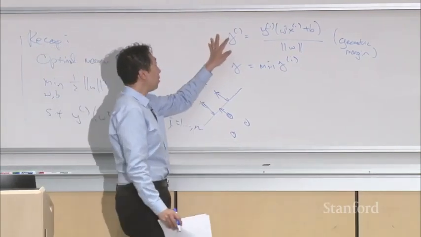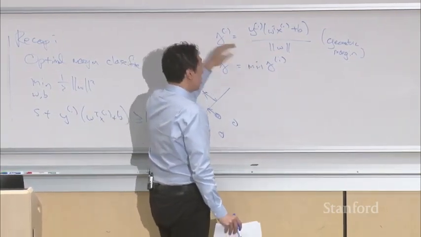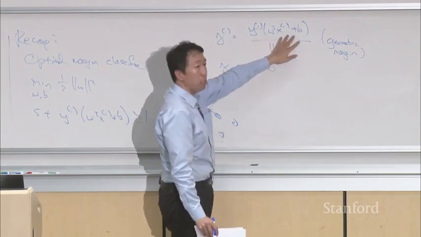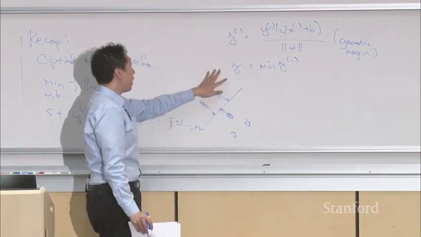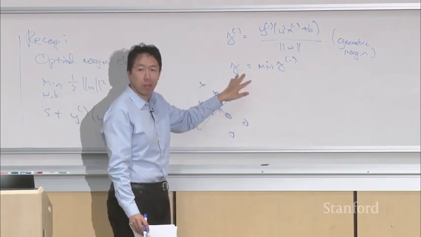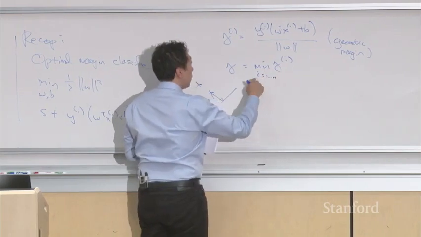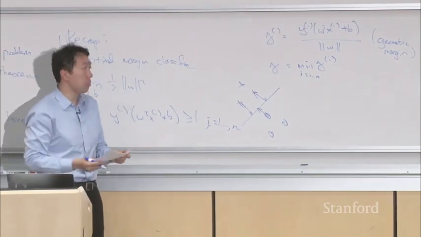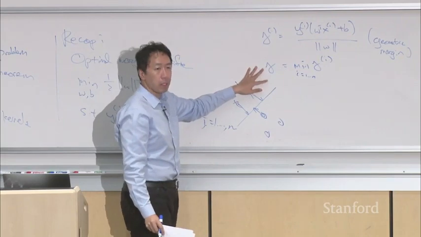And so gamma i, this is sort of geometry, derivation in the lecture notes, is the formula for computing the distance from the example (x_i, y_i) to the decision boundary governed by the parameters w and b. And gamma is the worst case geometric margin, right? Of all of your m training examples, which one has the worst possible geometric margin? The optimal margin classifier will try to make this as big as possible.